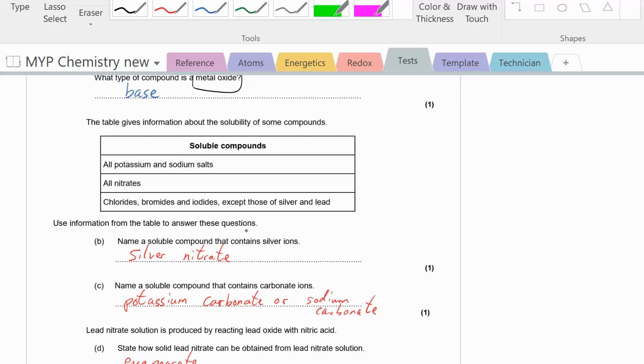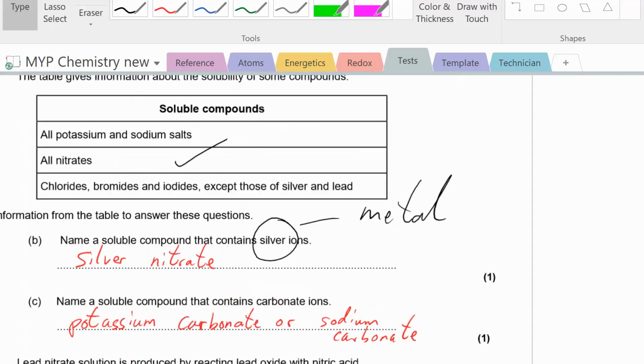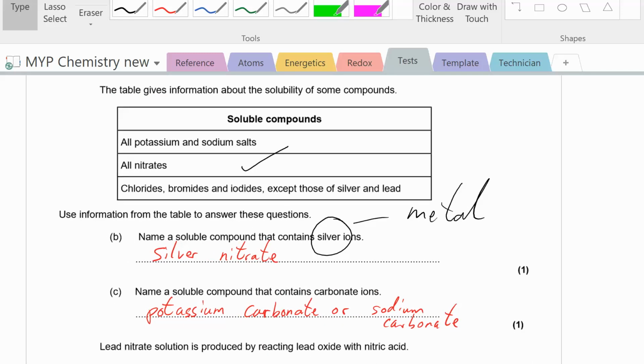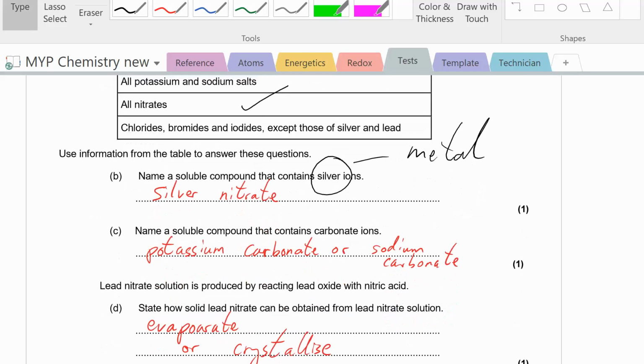So name a soluble compound that contains silver ions. So soluble compounds, all nitrates. So silver nitrate is going to be soluble. Silver is a metal, as I'm sure you know. So you couldn't have silver potassium or silver sodium because both potassium and sodium are also metals. So silver nitrate.